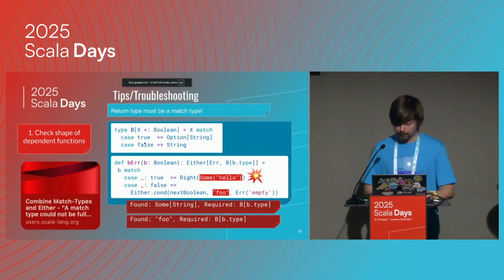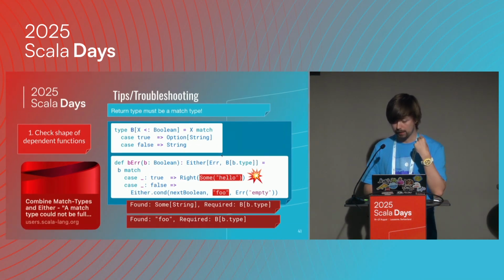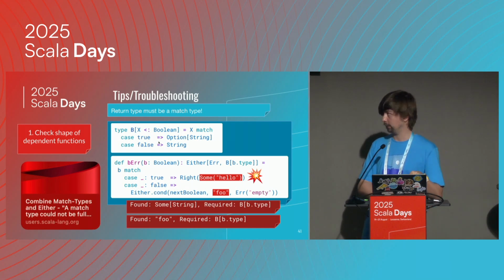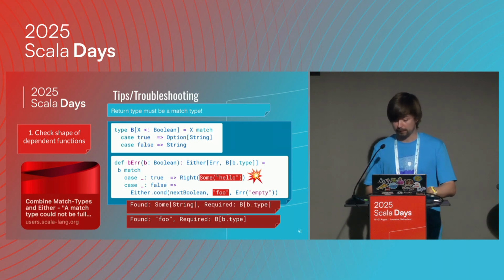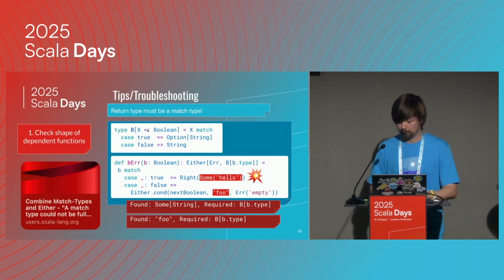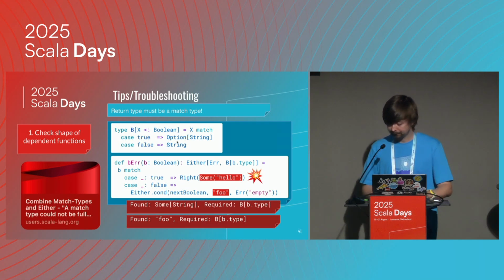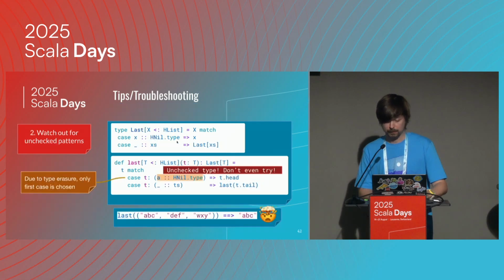Okay. Here's another thing. Say if you want to try and use a match type to infer some more precise thing for this Boolean, then it really has to be a match type as the return type. You can't nest it in some other type. So then you just have to redefine this in terms of either to make it work.